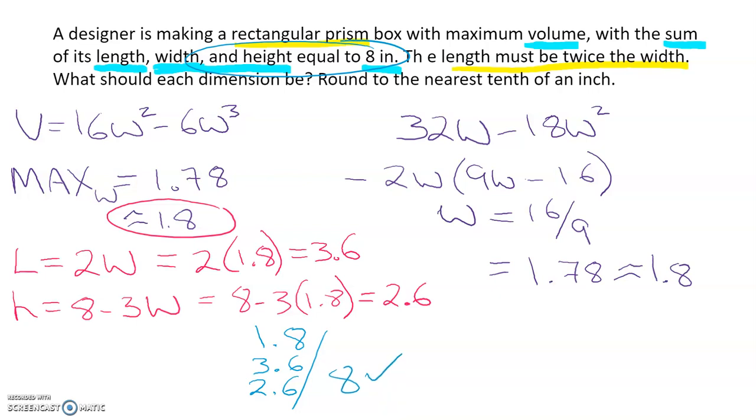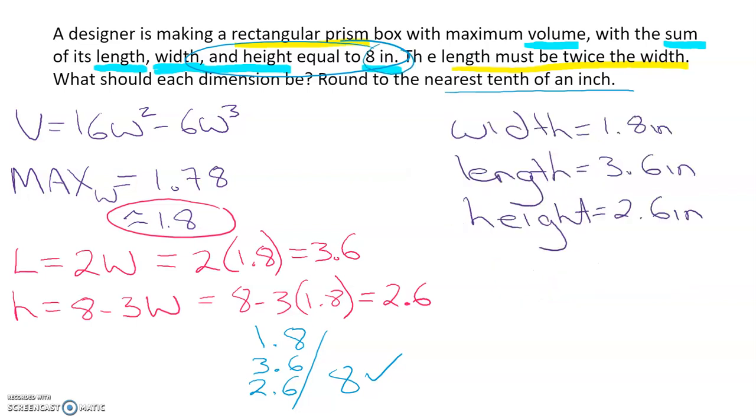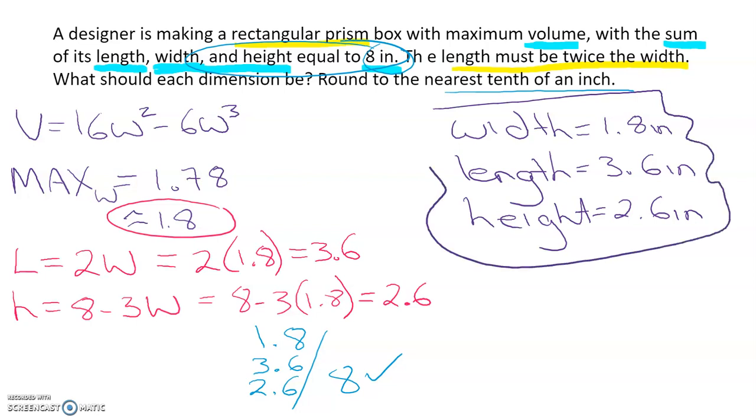Now make sure you do it to the nearest tenth, because that's what the question asks. That's why we rounded from 1.7 to 1.8, because that's in tenths, and that you actually answer the question in context and with units. And those answers are: your width is 1.8 inches, your length is 3.6 inches, your height is 2.6 inches. And that concludes the problem.